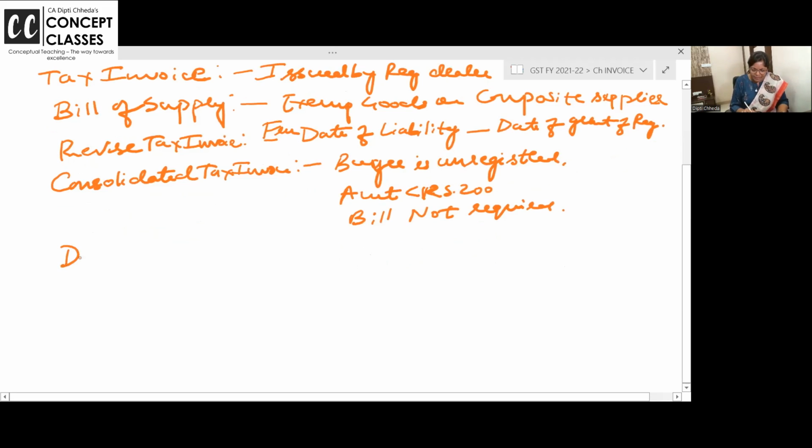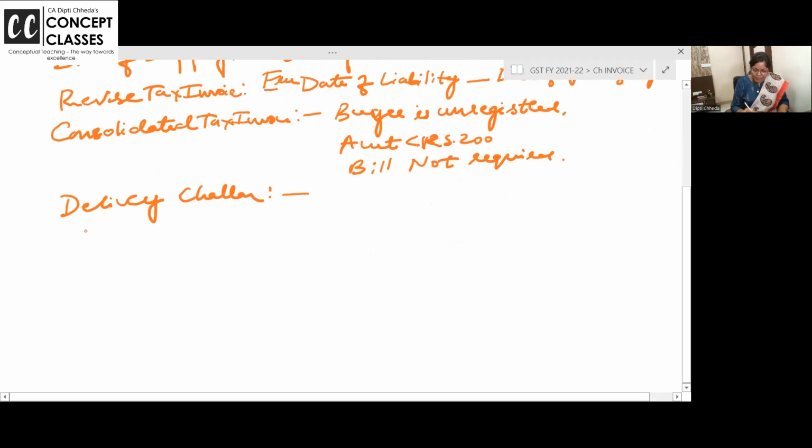Then what else do we have? There are cases wherein just with the help of a delivery challan, you will go on. So these are all the documents. There is more, let us write a little more.